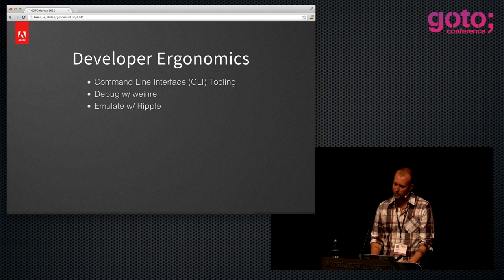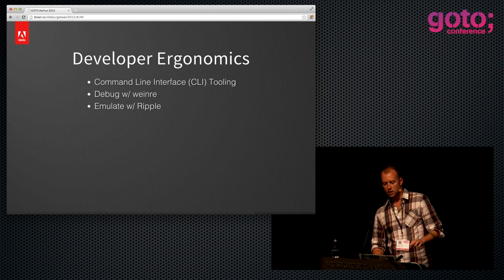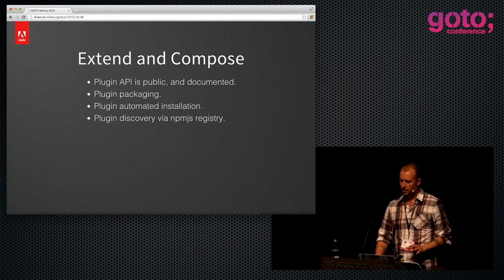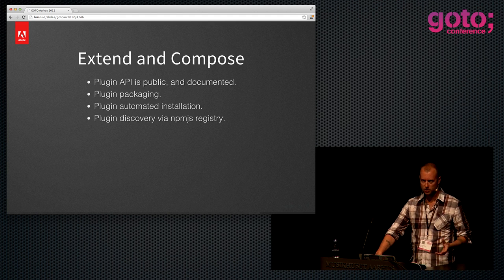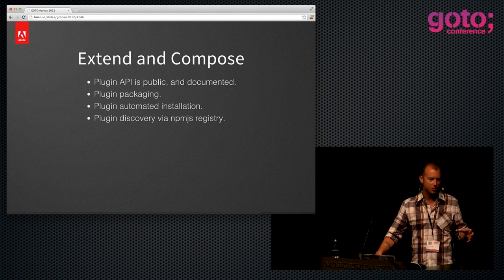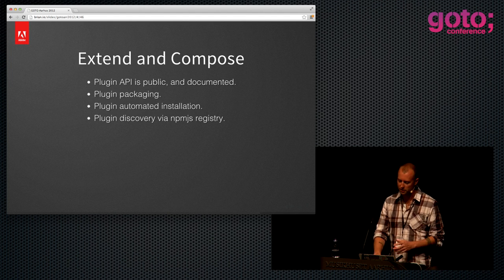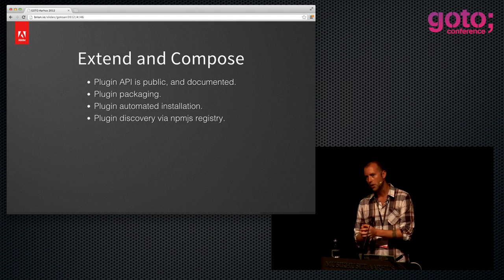We're building Weinre, this remote debugger, and we've got this Ripple emulator thing from RIM, which I'm going to talk a little bit more about in a second. So our plugin API is documented, but we haven't completely agreed yet on what plugin packaging looks like. And so when you have a plugin right now, it's kind of a copy-paste job. You've got to copy some native files into some different spots, and you've got to copy some JavaScript in. It's not super pretty. Once we have a common package format, we'll be able to do automated installation.